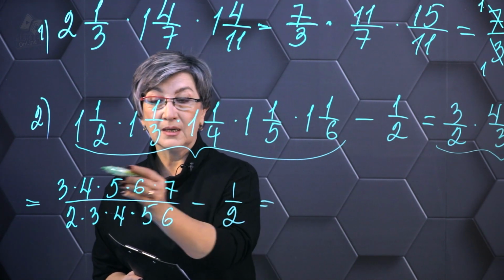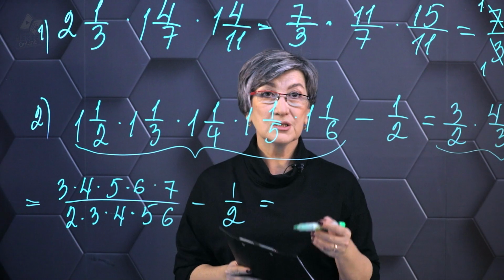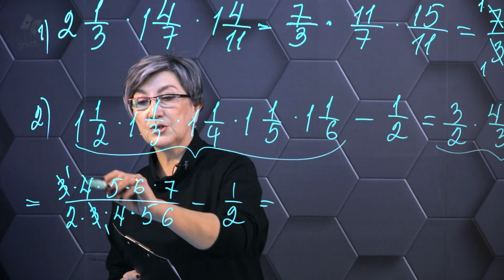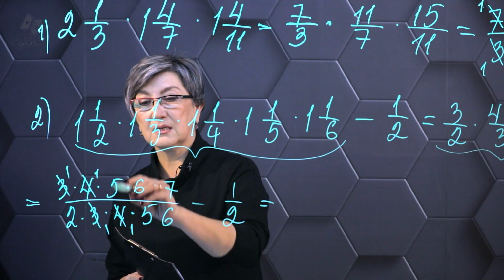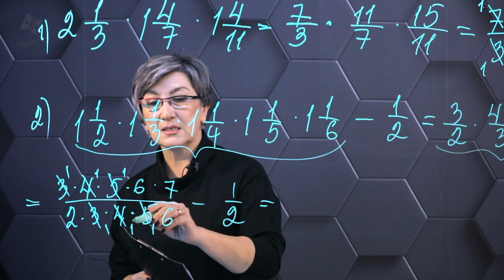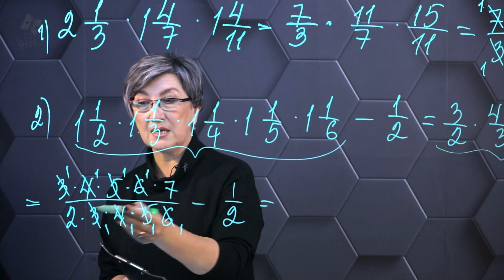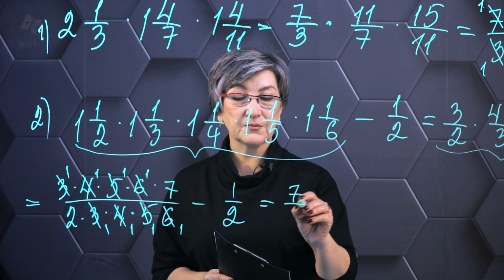Minus 1/2. Again, don't multiply these numbers, reduce. 3 and 3 reduce to 1. 4 and 4, 1. 5 and 5, 1. 6 and 6, 1, leaving 7/2. I'm writing it down: 7/2 minus 1/2.